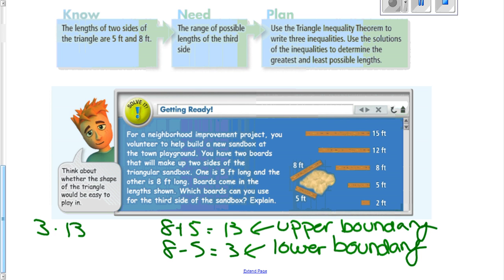We need to write that as an inequality. So that third side cannot be 13. It has to be less than 13 because we already looked at that. If it's equal, it does not work. And it has to be greater than 3. So this would be your answer, this inequality right here. X is greater than 3 and X is less than 13. Keep in mind, it did not say less than or equal to. X cannot be 3 or 13.